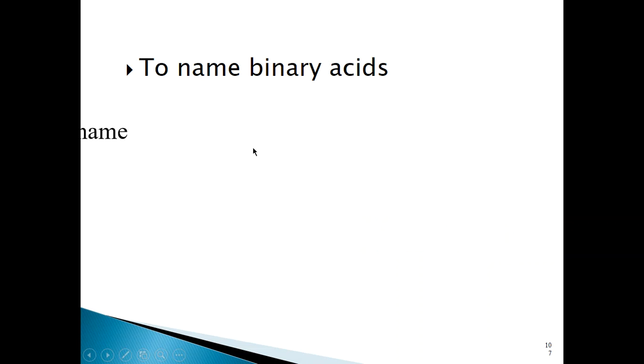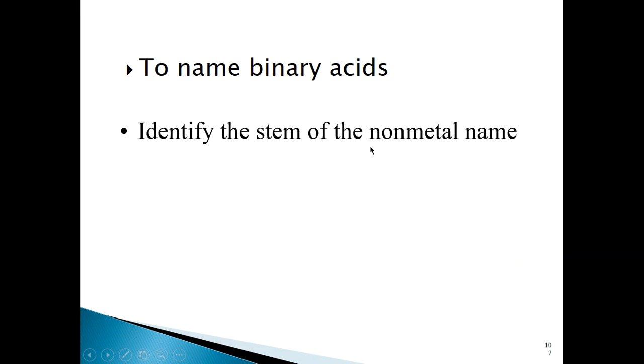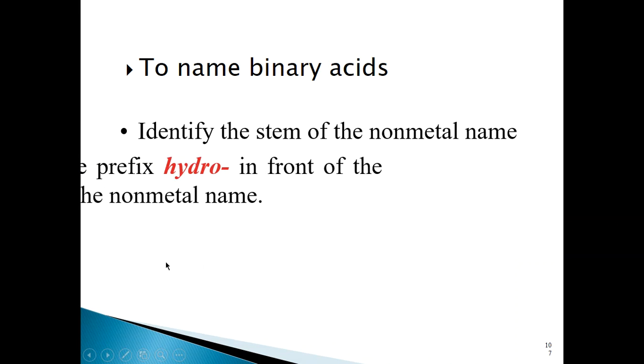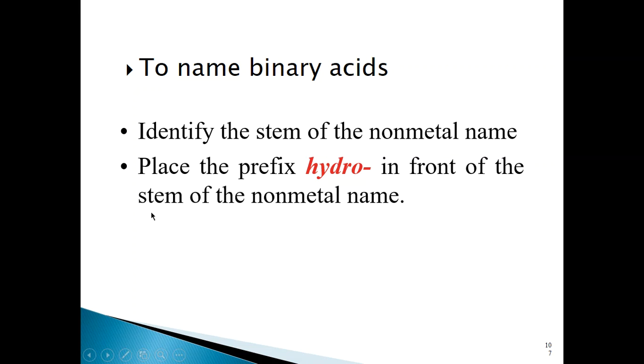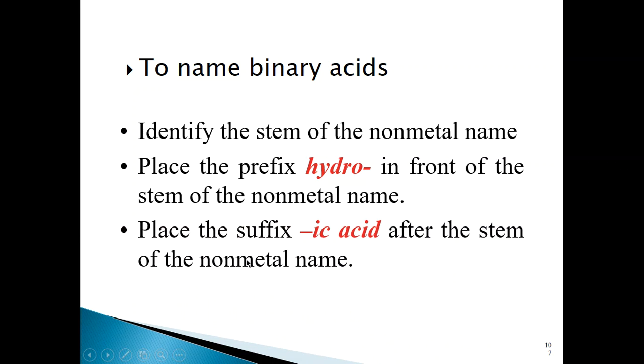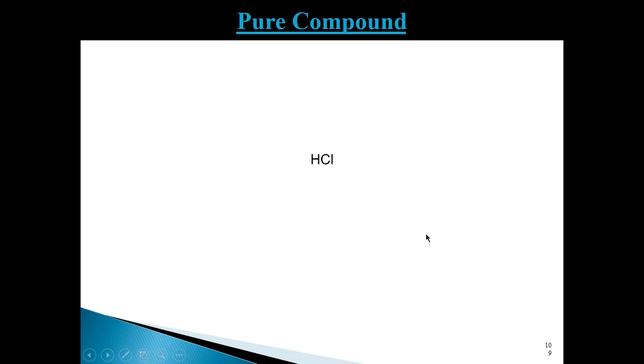In fact, to name binary acids, we identify the stem of the nonmetal name, and then we put hydro in front of that stem, and then we end it with ic acid, right? So those are the rules for naming binary acids. They're a bit different from naming the binary hydrogen compound, which is used to make the acid. So I'm just going to highlight a few examples so that you understand how we derive the names of the acids from the names of the binary hydrogen compound.